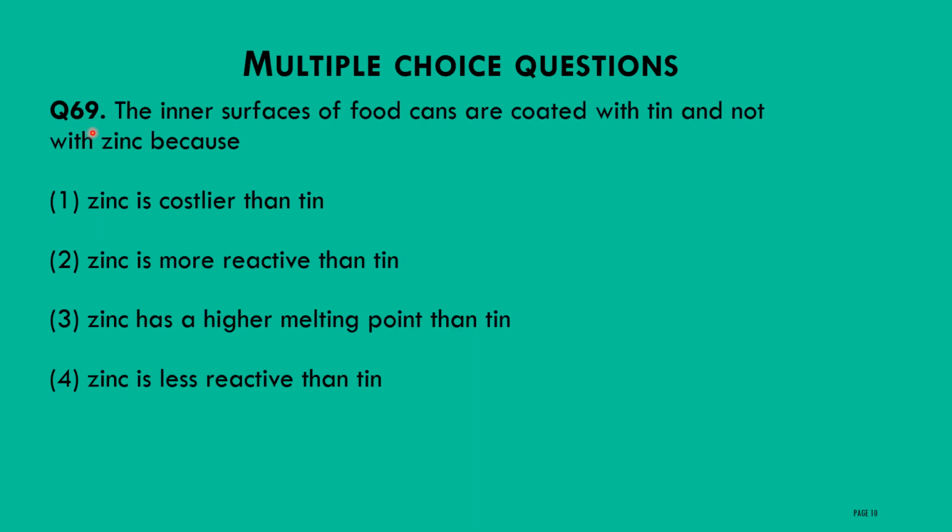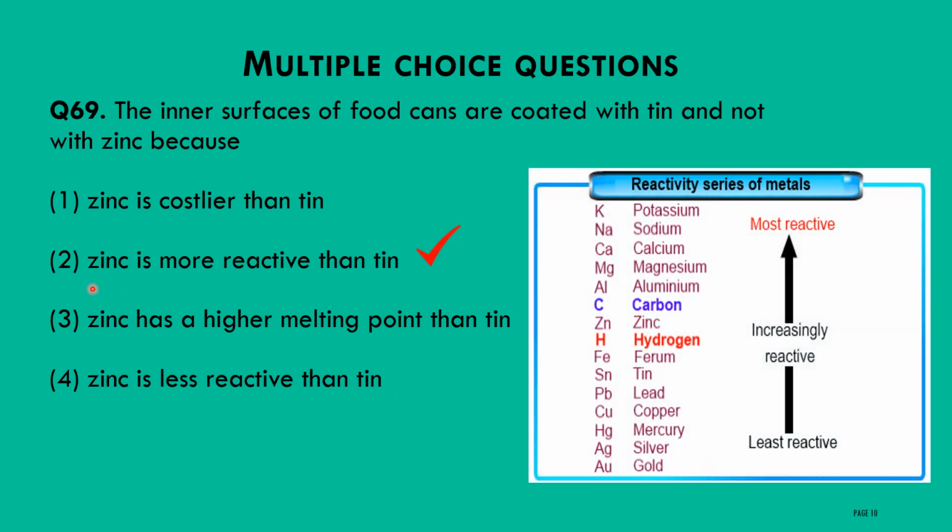Question number 69. The inner surface of food cans are coated with tin, not with zinc, because: first option, zinc is costlier than tin. Second option, zinc is more reactive than tin. Third one, zinc has a higher melting point than tin. Fourth one, zinc is less reactive than tin. Which is the correct answer? The correct answer is zinc is more reactive than tin.